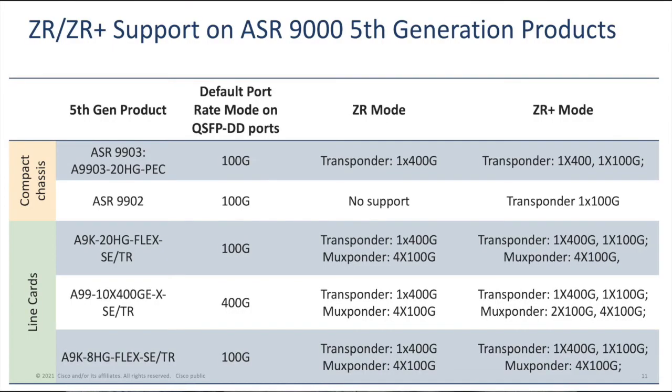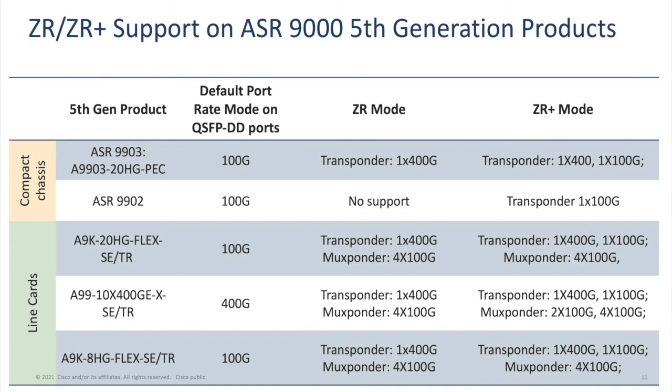Which exact options are available today for 5th generation products? We have 3 line cards that can support DCO optic, specifically 2T, 4T and 800G line cards. All of them support both ZR and ZR Plus optics in the transponder and muxponder modes. The 2 flexible combo cards, 2T and 800G, default to 100 gigabit on QSFP-DD ports. This means that you will need to configure the breakout option at the NPU level in order to put the ports in 400 gigabit mode. And vice versa, on the 4T line card, all QSFP-DD ports are 400 gigabit by default.